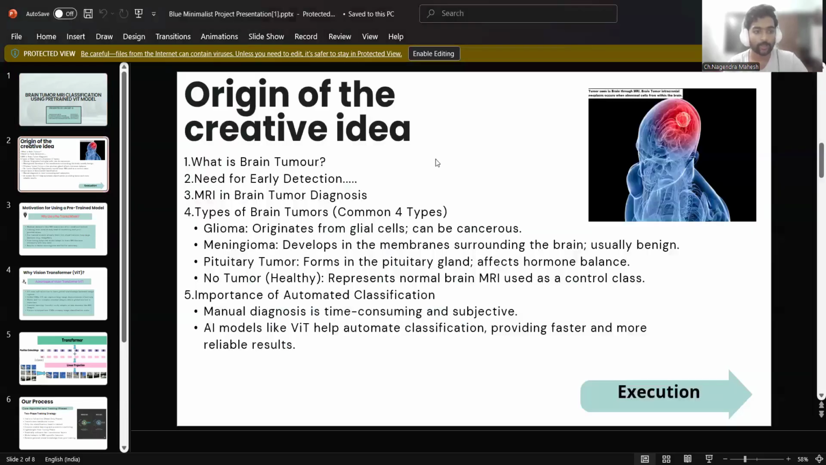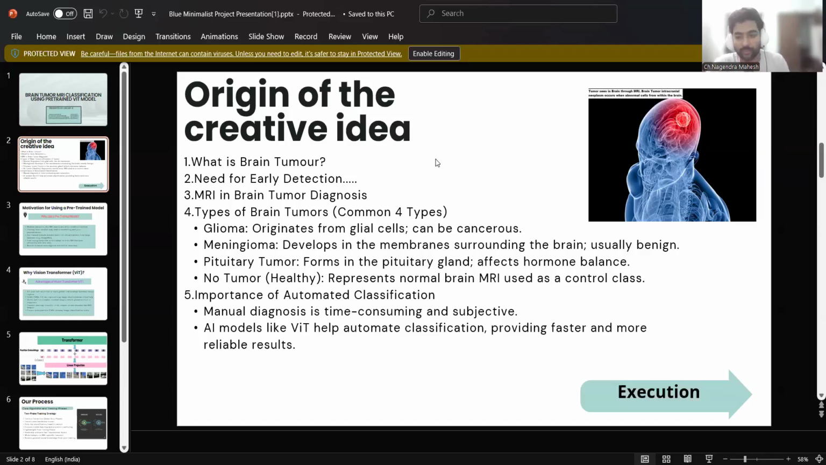What's a brain tumor? A brain tumor is an abnormal growth of cells inside the brain. It can be benign or malignant. Benign is non-cancerous, but malignant is cancerous. Depending upon the size and location, it can seriously affect brain function.